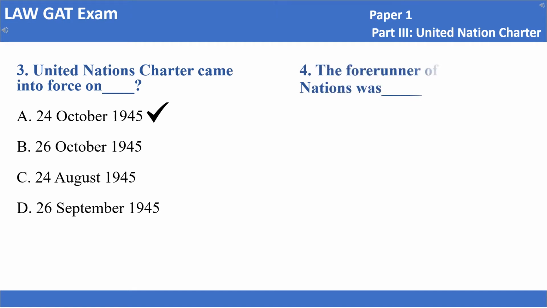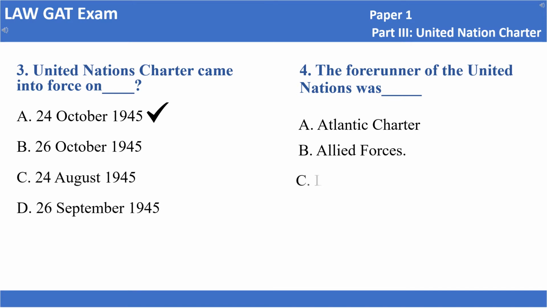The forerunner of the United Nations was, is it option A Atlantic Charter, option B Allied Forces, option C League of Nations, or is it option D NATO? The correct answer is option C League of Nations.